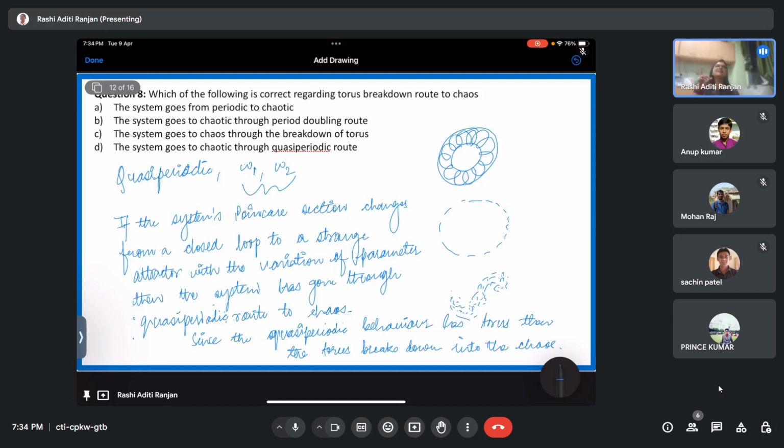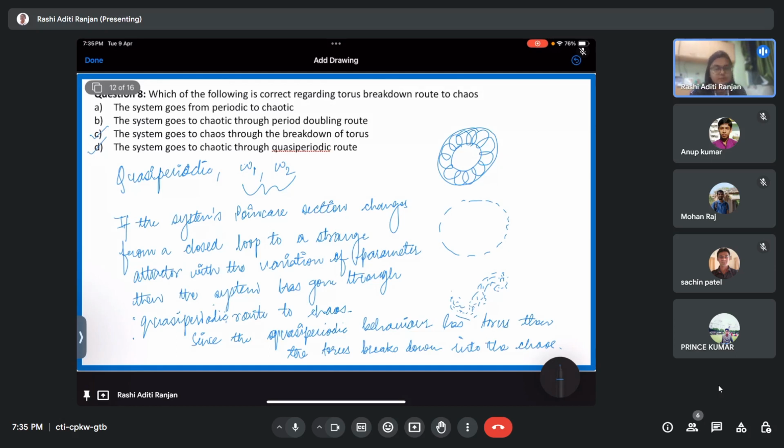And now, since my system was having some quasi-periodic behavior, it means that it was having a torus. And now, since it has changed from closed loop to strange attractor, it means that my torus has now broken down into a chaotic behavior. Correct? So the system goes to chaos through the breakdown of torus. It's a correct option. And the system goes to chaotic through quasi-periodic route. This is also a correct option because both go hand in hand. My quasi-periodic system was having a torus kind of a phase plot.